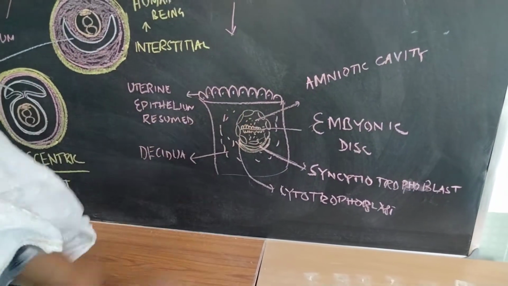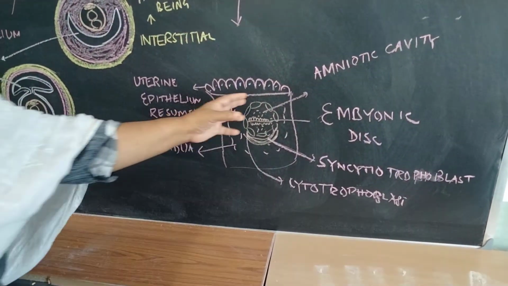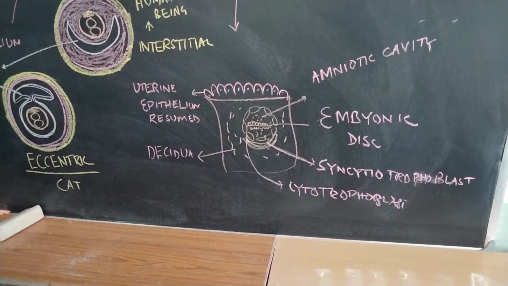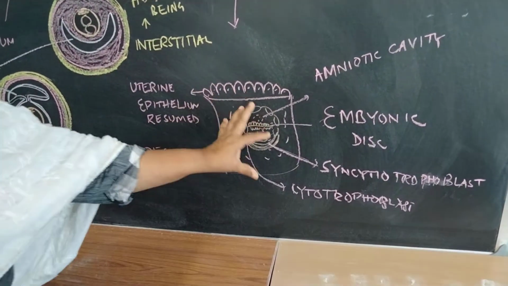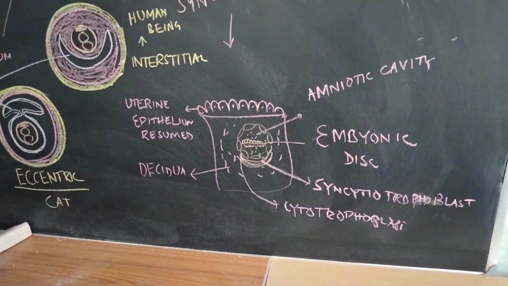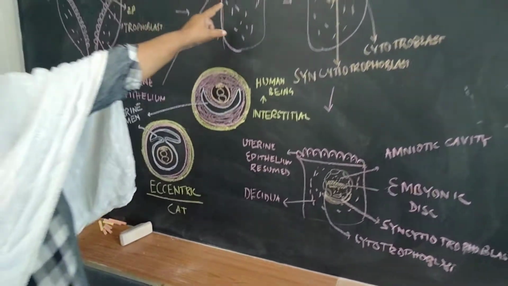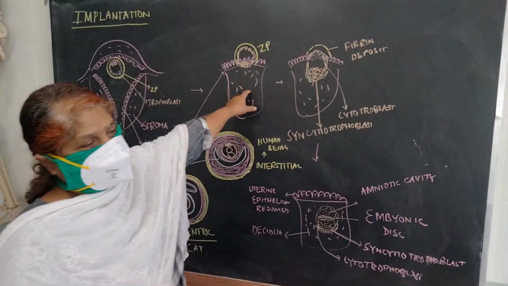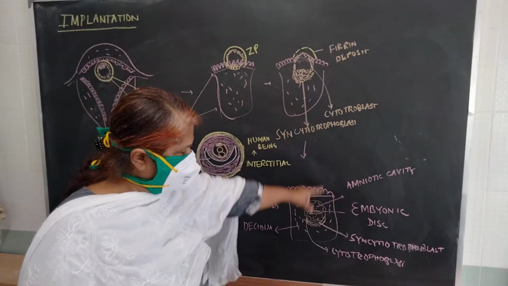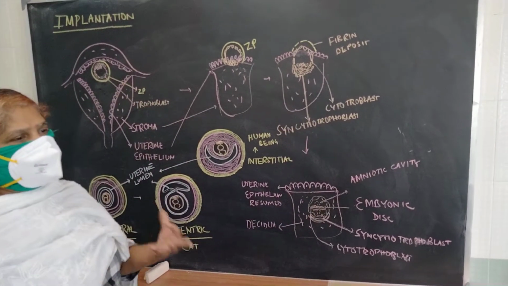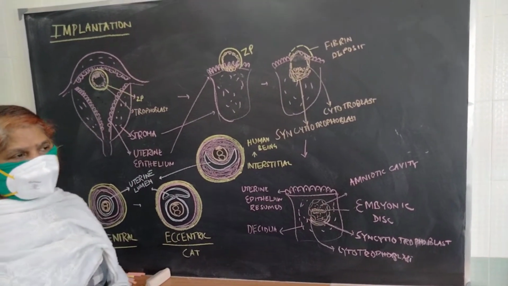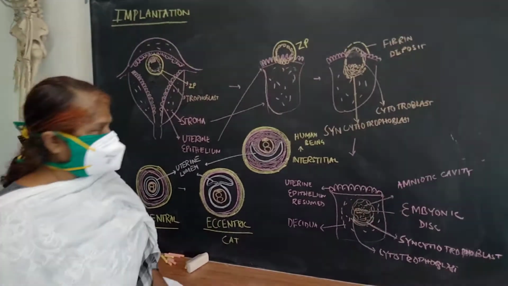Appearance of the embryonic disc takes place, and there is a cavity within the baby, called the amniotic cavity, that appears at the time of implantation. This puncturing occurs in the 6th day, and ultimately the embryo will be completely embedded within the uterus by the 12th day of fertilization.